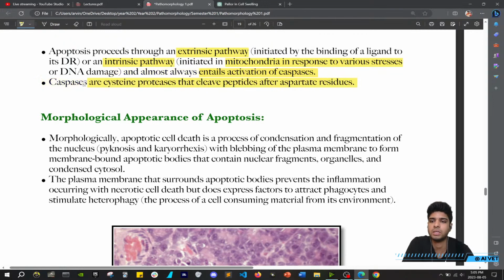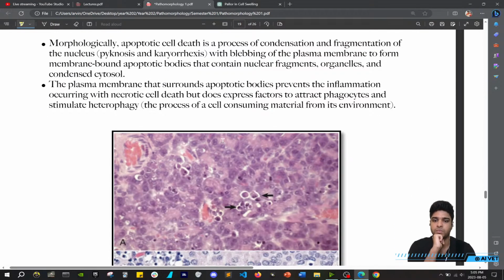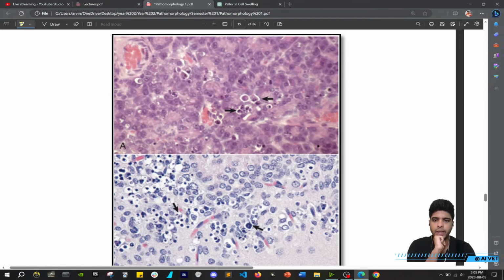Okay, this is something new for us to learn, for me at least. So caspases are cysteine proteases that cleave after aspartate residues. Okay, how do they all look? Apoptosis. Okay, so they look like this.